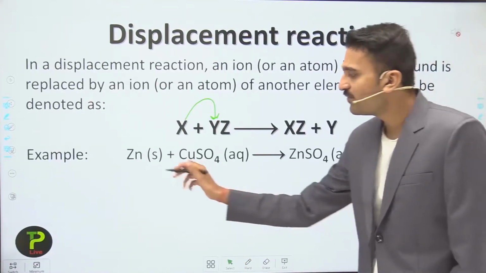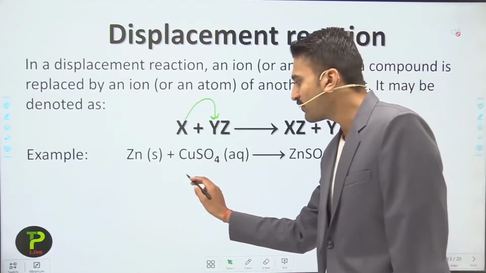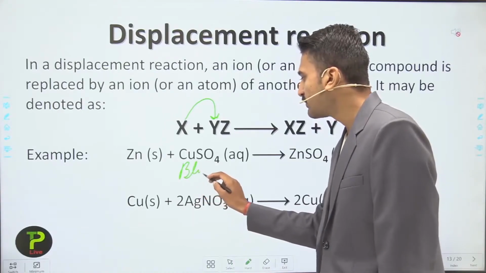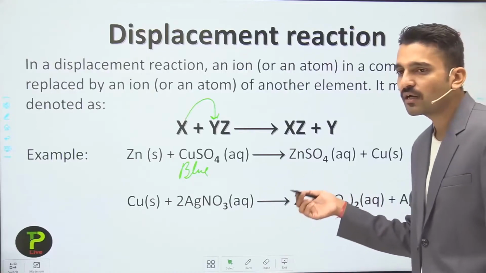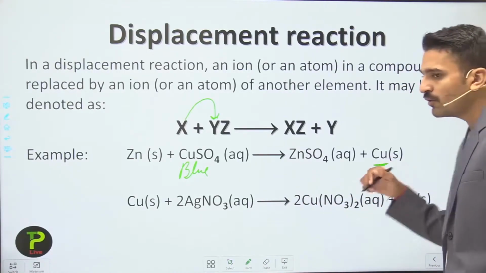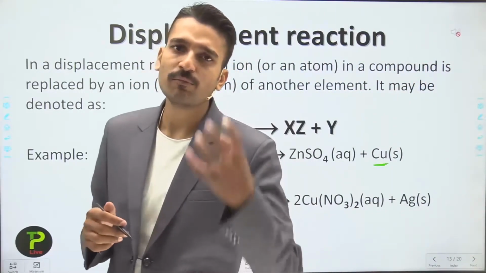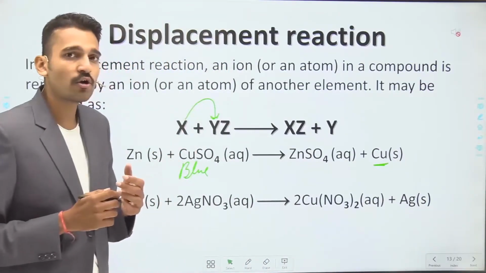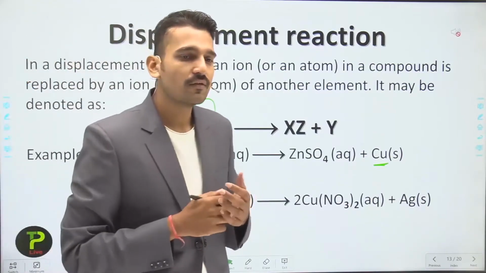That is, if zinc is put into the copper sulfate solution, the copper sulfate solution is blue in color. So when zinc is dipped in copper sulfate solution, what happens? The white color of zinc sulfate solution appears, and the copper, which is brown in color, is displaced out from the reaction. Why does this happen? Because zinc is more reactive than copper, that's why it is displacing copper from its salt solution.